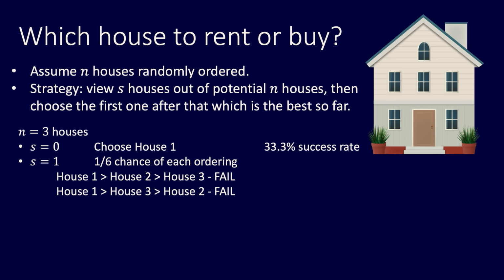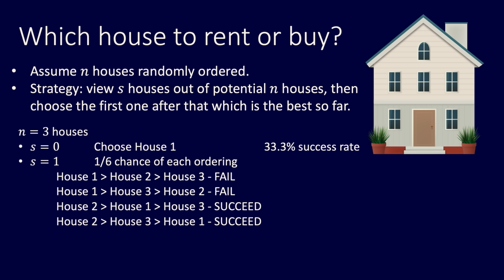So if house 1 is the best, it could go 1, 2, 3, or 1, 3, 2, right? If house 1 is the best, that's bad news for us because we reject it automatically. So our strategy fails in that case to choose the best house. If house 2 is the best, that's great. We've rejected house 1 automatically, house 2 is the next one we see, it's definitely better than house 1, and it's the best overall. So we choose it, and it's the best.